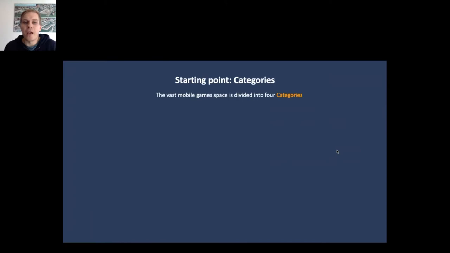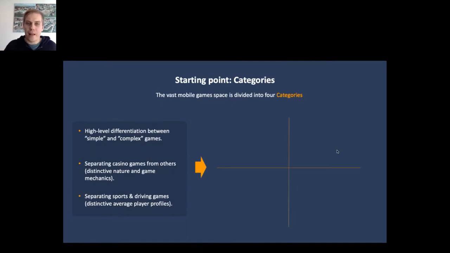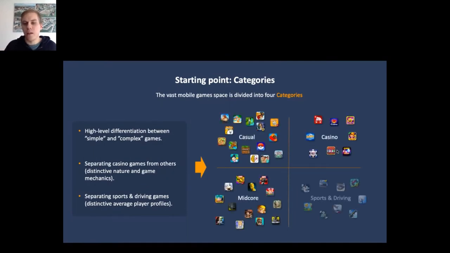So keeping that in mind, we then started building up the taxonomy, and what we came up with is a three-layered approach to categories. The top layer in the taxonomy is the category layer. In the category layer, we have casual games, mid-core games, casino games, and sports and driving. Casual and mid-core translates into the differentiation between so-called simple and complex games. We also wanted to distinguish casino and sports and driving into their own categories, as they have rather different game mechanics and player profiles. So we thought it would make sense for the taxonomy to have those categories separated from casual and mid-core.